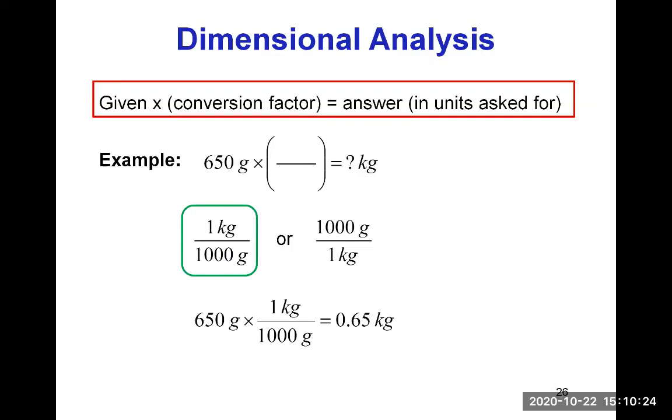Because now if you write the whole thing, you write 650 grams times 1 kilogram over 1,000 grams, and you can see that the grams cancel. There is grams in the numerator and grams in the denominator. Let me emphasize that the 650 grams here are in the numerator. So the units will cancel, and you will be left with kilograms for units. And if you divide 650 by 1,000, you will get 0.65, and the unit will be the kilogram. And so this way you've converted your 650 grams into kilograms.